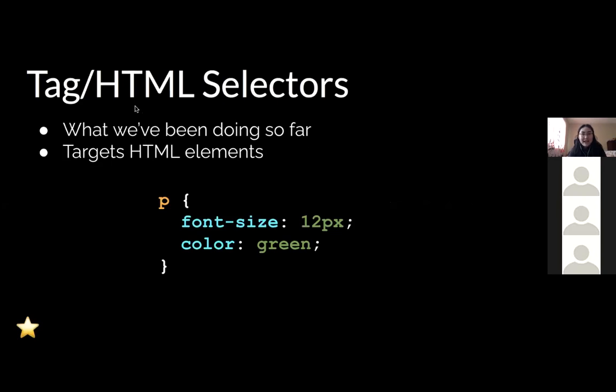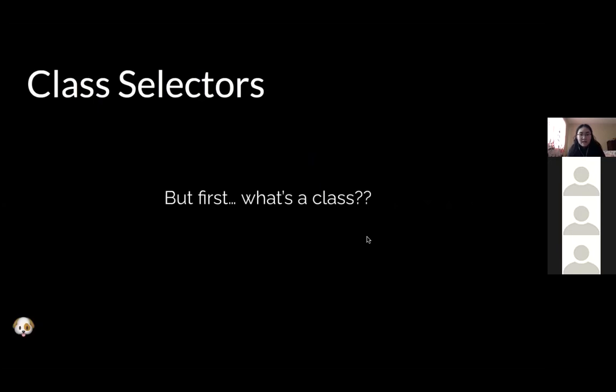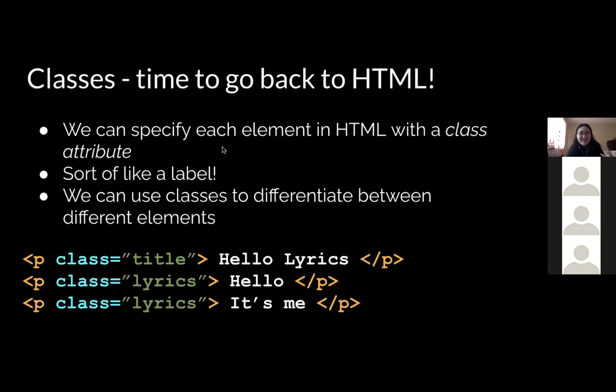Again, tag/HTML selectors are what we've been doing so far. They just target the HTML elements, like in this case, the p element, and we can change the font size and the color. Then we have class selectors, but first we need to talk about what a class is. It's time to go back to HTML to talk about classes. We can specify each element in HTML with a class attribute. It's kind of like a label, and we can use different classes to differentiate between different elements.